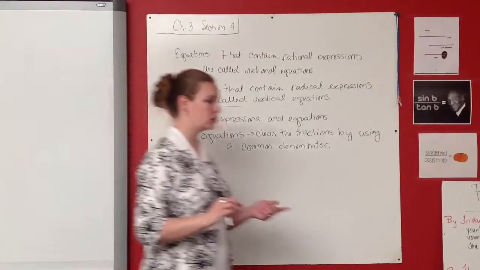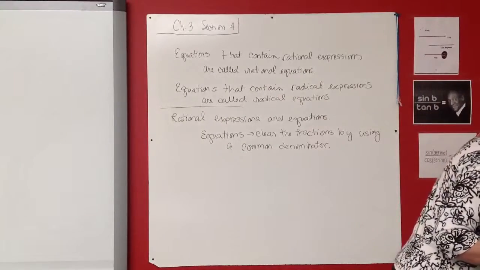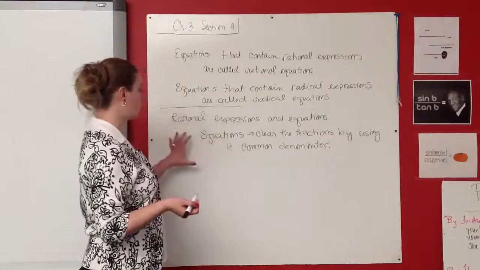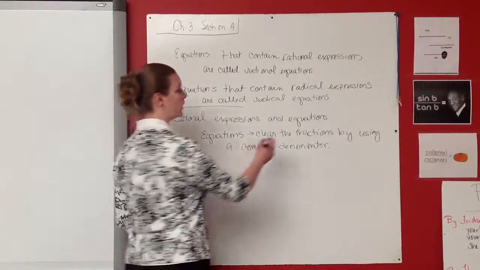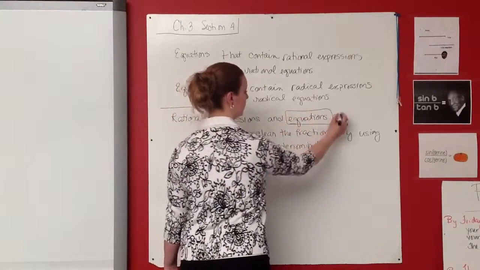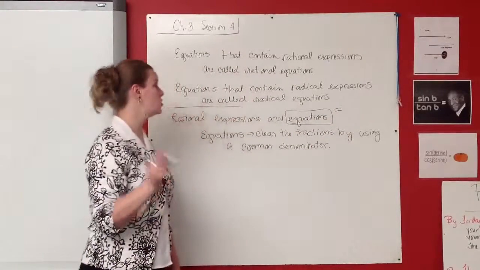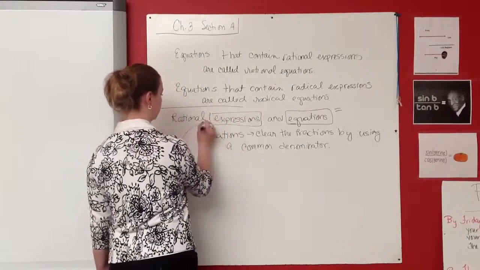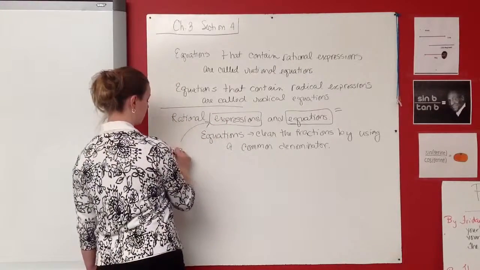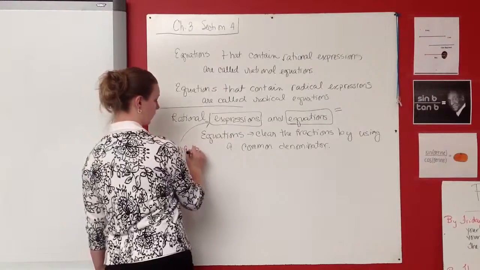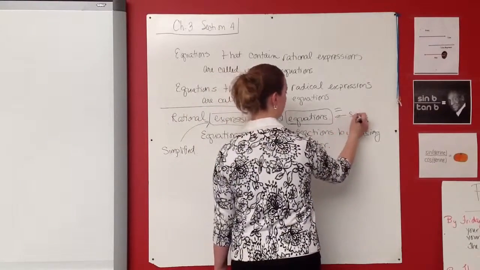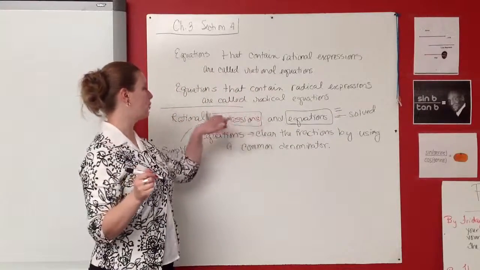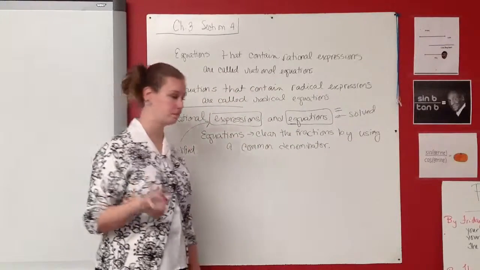Now, there's a note in your textbook on page 273. It says caution. The caution simply states that you only clear fractions when you're working with equations. Equations meaning that there's an equal sign involved. You cannot clear fractions when you're working with just expressions. Don't forget that expressions are simplified and equations are actually solved. And again, you only clear fractions when you're solving a rational equation, okay?